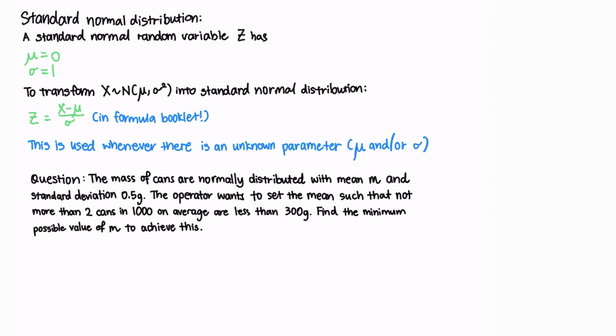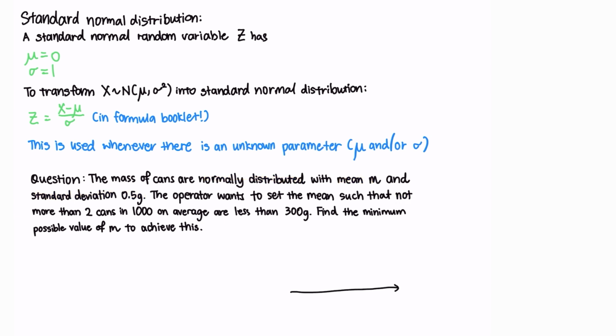Let's try this out and listen closely. The mass of cans are normally distributed with a mean m. So we have an unknown parameter. We don't know what our mean is. And standard deviation 0.5 grams. The operator wants to set the mean such that not more than 2 cans in 1000 on average are less than 300 grams. Find the minimum possible value of m to achieve this.